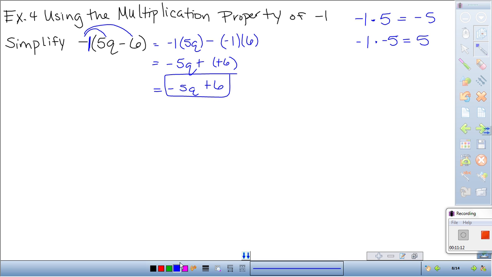Or you could work it this way. -1 times 5q is still -5q. -1 times, and this is also a -6. It can be thought of as a -6, or you can think of it as minus 6. So either way, -1 times -6 is a positive 6. So notice, either way, you get the same thing. So you can treat it as a negative, multiply -1 times -6, or you can treat it as a subtraction sign, but you'll still get the same answer.